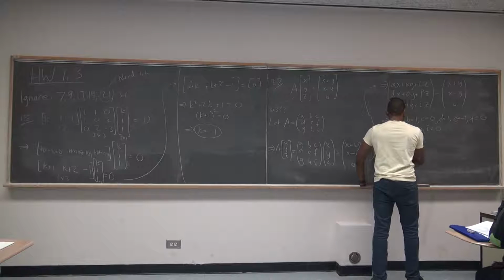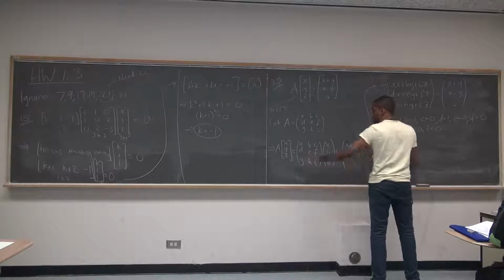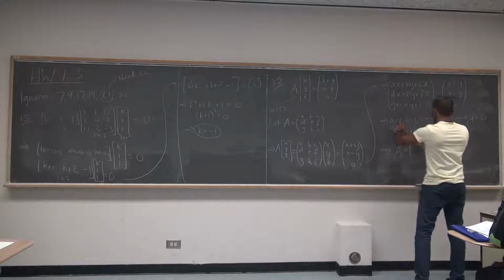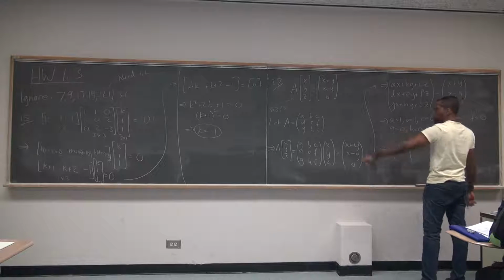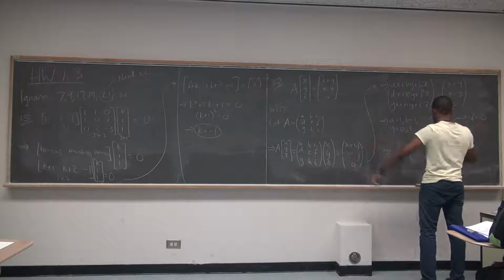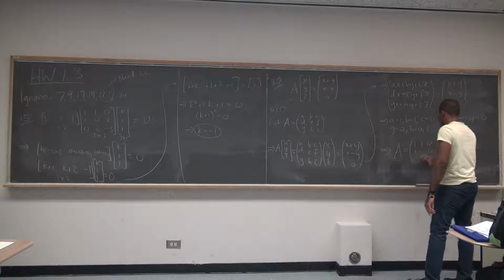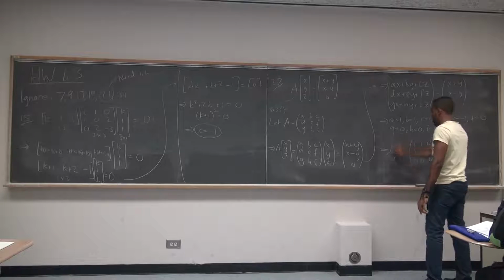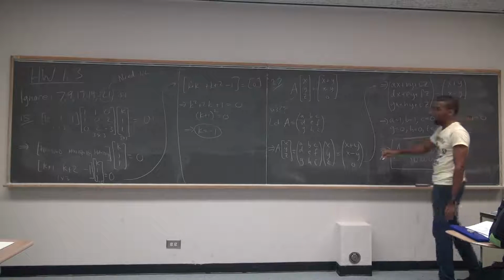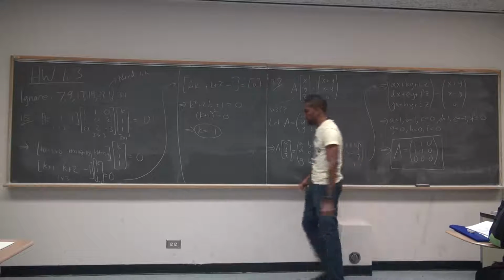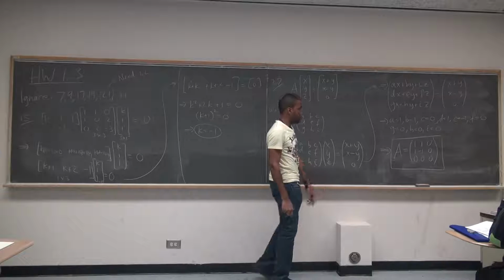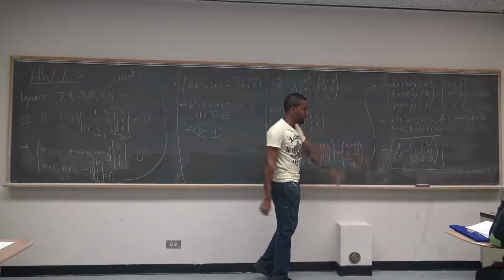So this automatically gives me my matrix A. A has to be ABC, which is 1, 1, 0, DEF, which is 1, minus 1, 0, and GHI, which is 0, 0, 0. So there's only one matrix that would solve that equation. One 3x3 matrix that will solve that equation, and that's it.